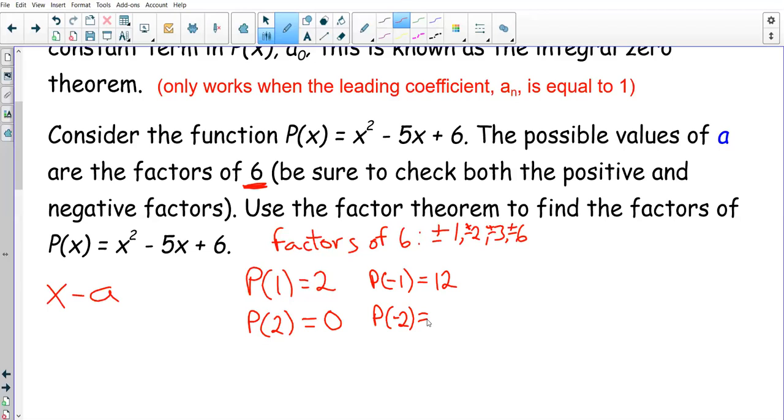All right, let's try -2. So 4 plus 10 plus 6, so that gives me 20, so that's no good.